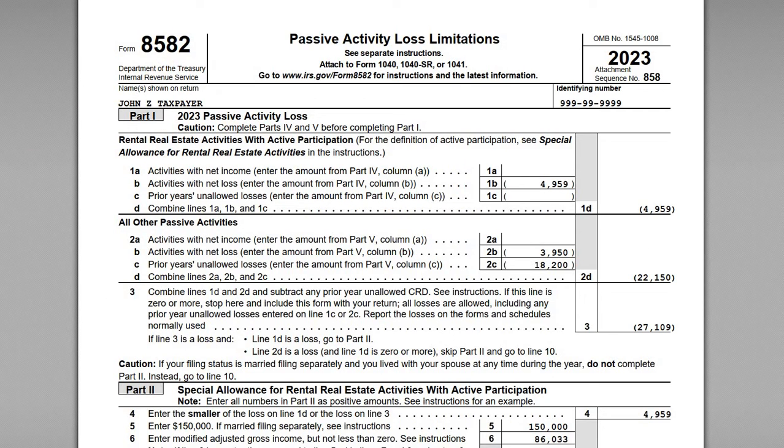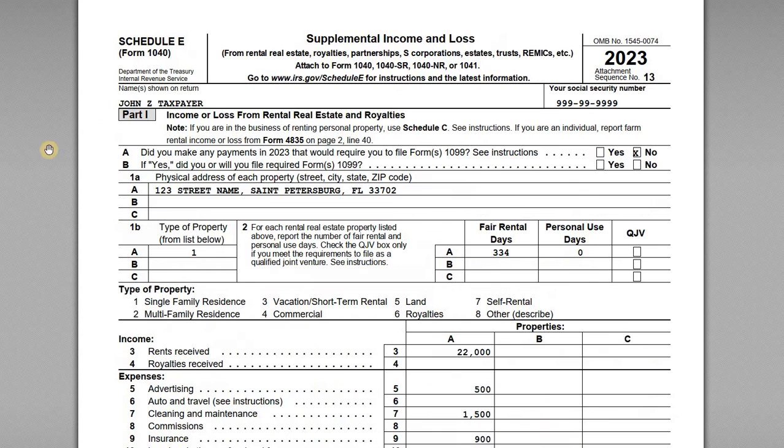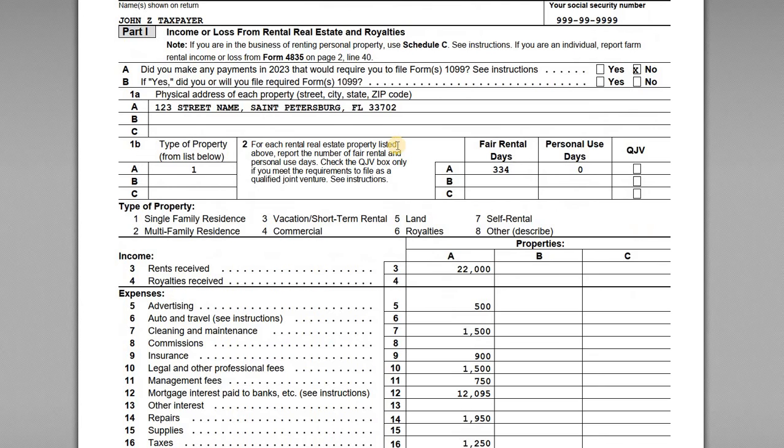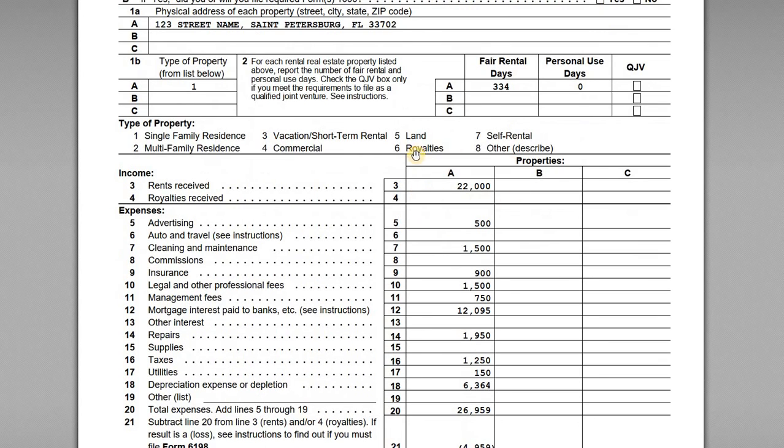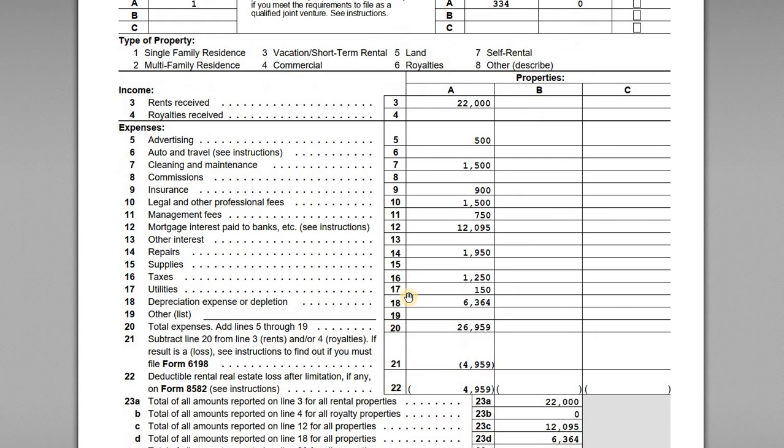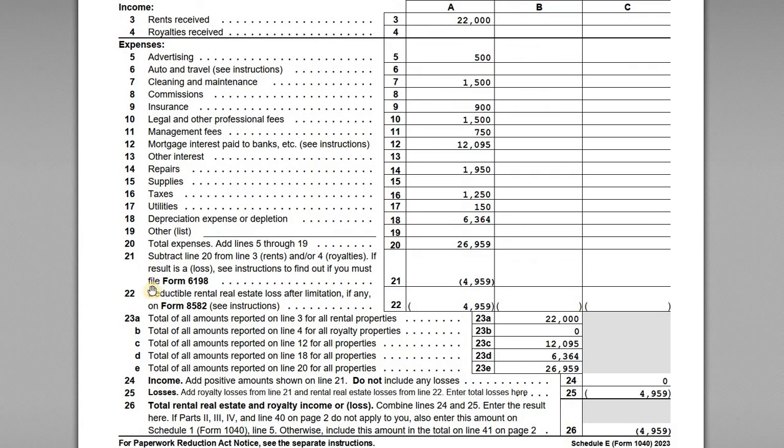So before we get into this, we should first look at the Schedule E for the rental income and expense. So John completed his Schedule E. This is a single-family home. He had $22K in rents, and here we have all the various expenses. And so the net loss from the activity reported here on line 21 is $4,959. So that is the net rental real estate loss for this activity.